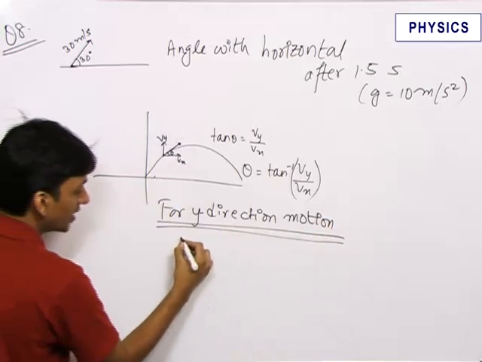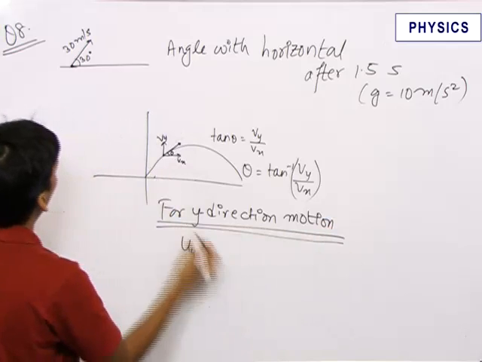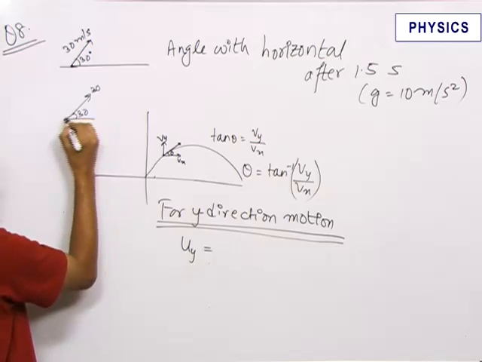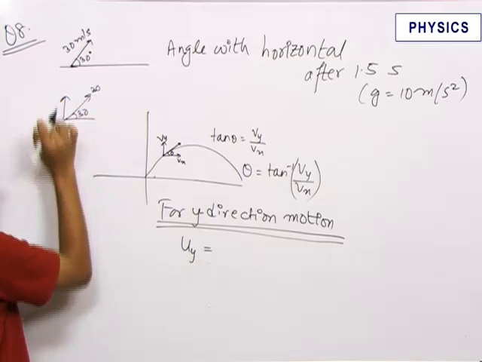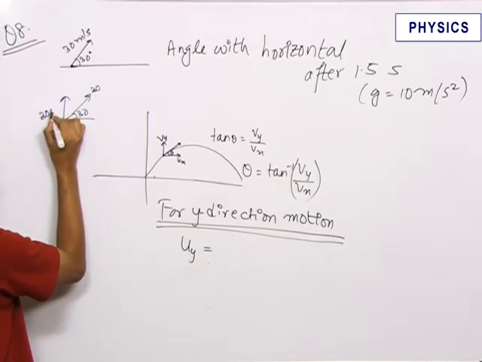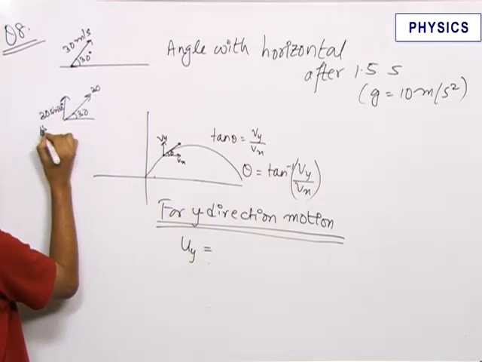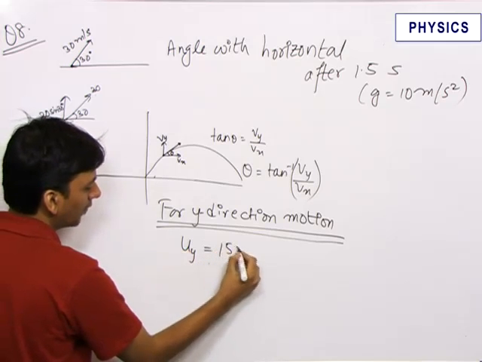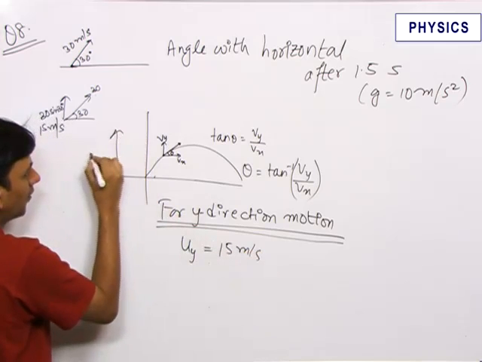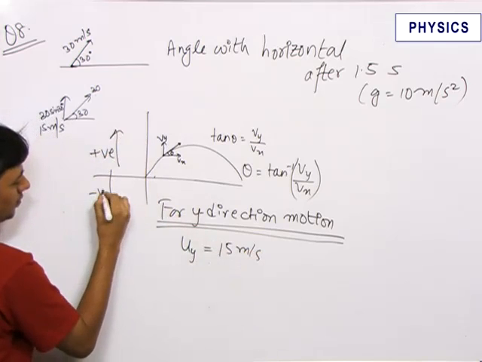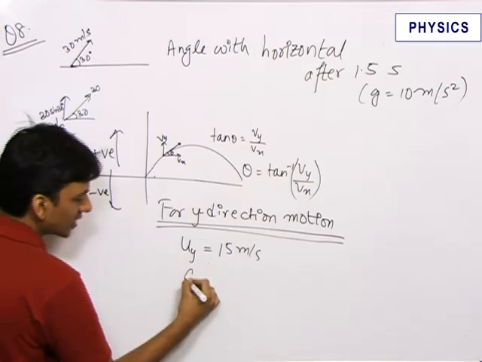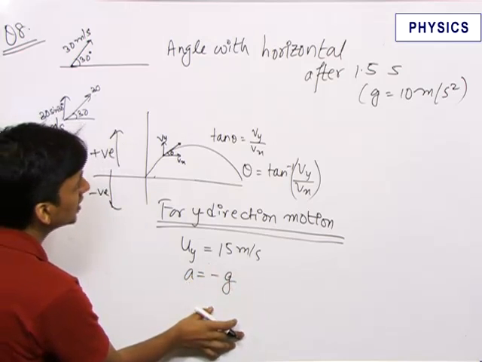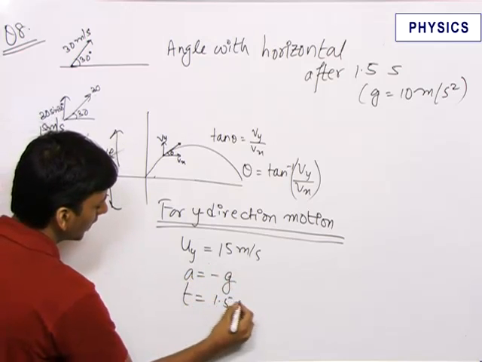The initial velocity, that is uy, was equal to the component of 30 in y direction, that is 30 sine 30 degrees, that is equal to 15 meters per second. So the initial y component of the velocity was 15 meters per second if we take the upward direction to be positive. Now acceleration was equal to minus g, and time is equal to 1.5 seconds.